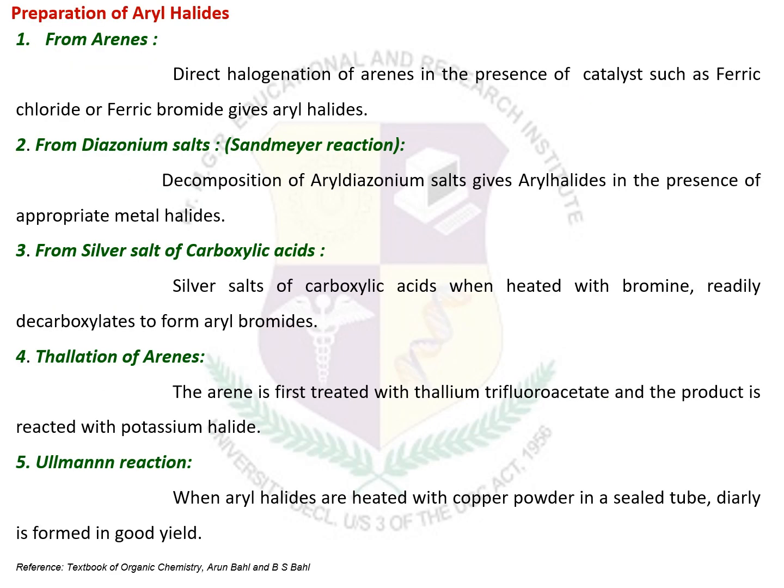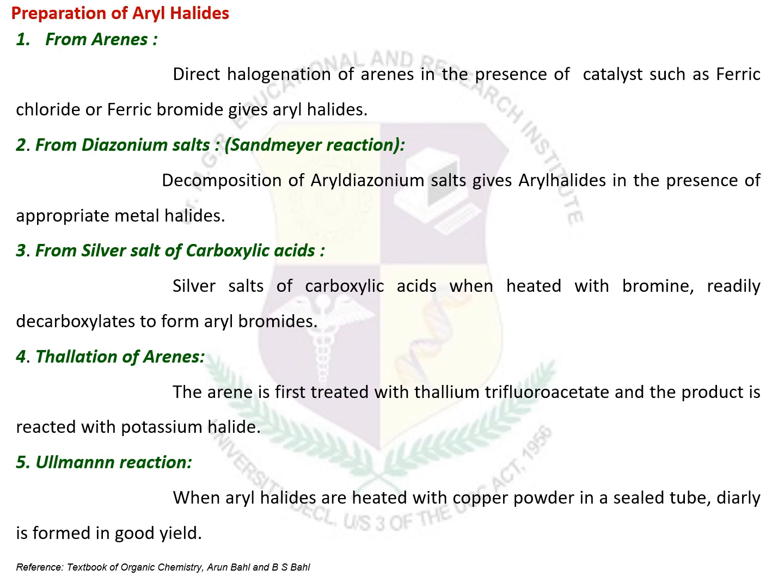Now let us see the general preparation of aryl halides. Aryl halides can be prepared from arenes by the direct halogenation method in the presence of catalysts such as ferric chloride or ferric bromide. Aryl halides can also be prepared by the Sandmeyer reaction, where aryl diazonium salts are decomposed in the presence of appropriate metal halides.